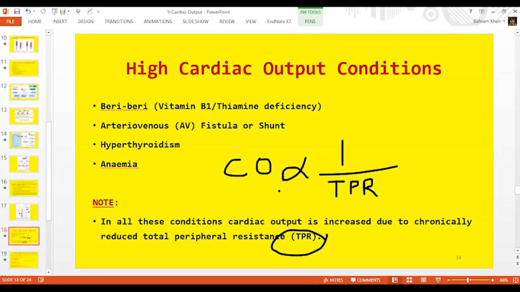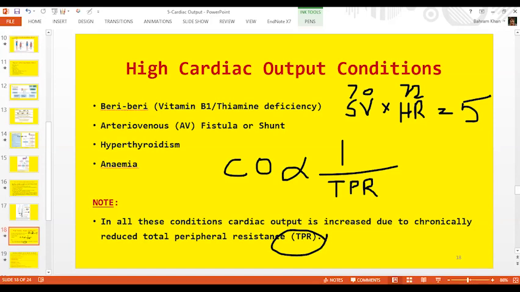Stroke volume will affect cardiac output. Cardiac output, the formula is stroke volume multiplied by heart rate. Stroke volume is the amount of blood pumped by the heart per beat, and the heart rate is 72 beats per minute. So if you multiply 72 with stroke volume 70, this will give you 5 liters of cardiac output. So stroke volume will affect cardiac output. Heart rate will affect cardiac output, not systolic pressure directly or diastolic pressure directly.